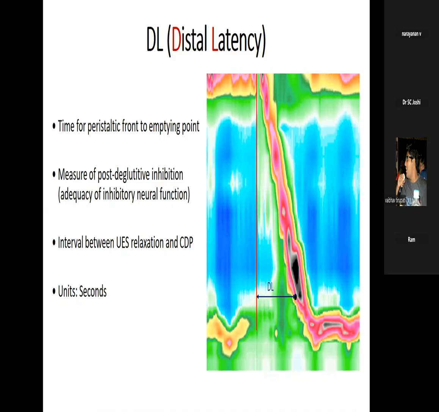See, why I am telling all these things is, we have to put the cursor in the relevant places. If we put the cursor in the wrong place, we don't get the correct value. Especially for distal latency, although Chicago says keep it within 3 centimeters from the LES, when there is a normal peristaltic wave, if you keep it higher up, you will get a distal latency which is short. And erroneously, we will call it diffuse esophageal spasm. So that is why it is very important to put this cursor at the right place.